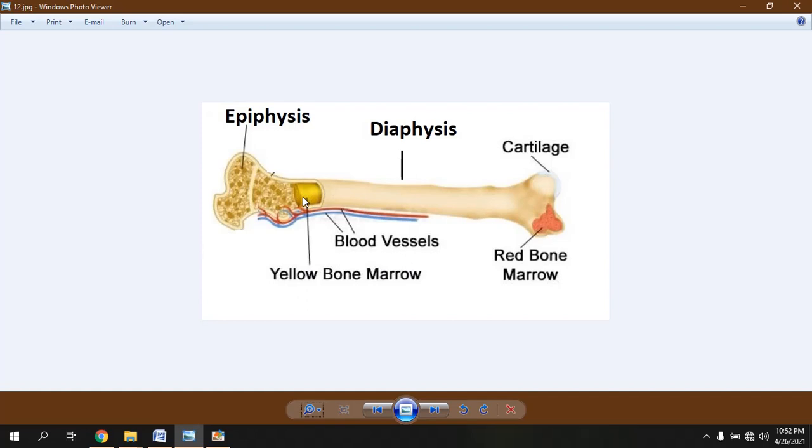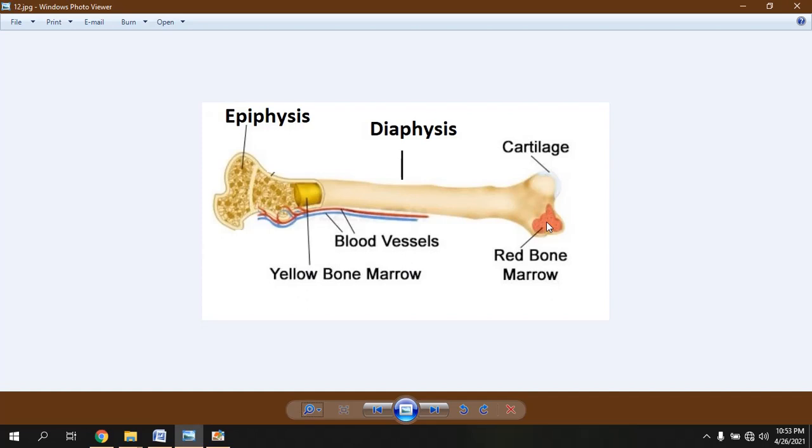What does the yellow bone marrow do? The yellow bone marrow is also very important for the body, because when the red bone marrow is deficient inside the body, and the body is undergoing a very critical condition, what happens? The yellow bone marrow starts converting into the red bone marrow, and that red bone marrow then works as stem cells, for the conversion into various types of blood cells, so various types of cells.